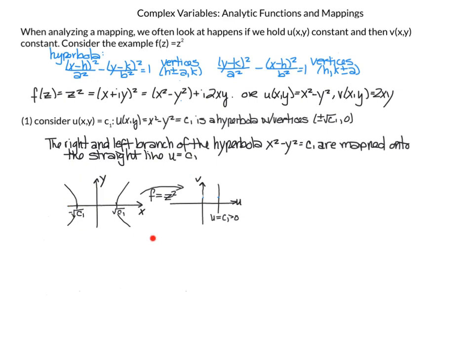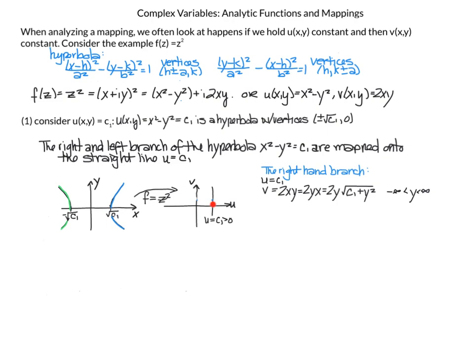And then here is where I have the drawings. So we have this hyperbola with vertices at square root of negative c1 and square root of c1 that gets mapped to the straight line. We know u1 is fixed.